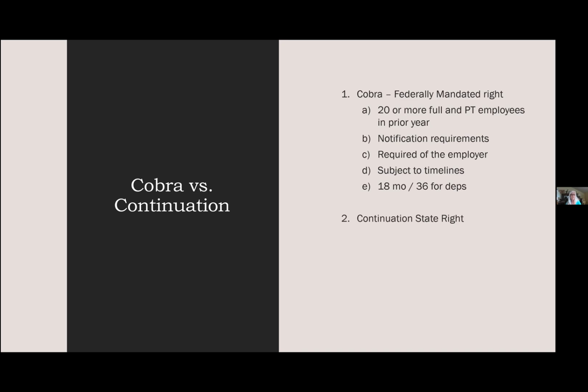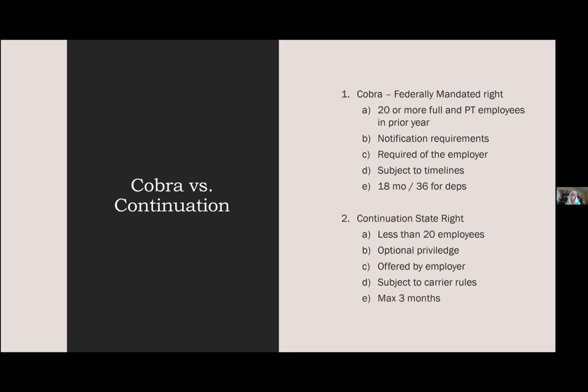Continuation is a state right. So continuation, when you have less than 20 employees, that's when continuation comes into play. Then continuation is an optional privilege. It's offered by the employer and it's subject to carrier rules. Most all carriers are going to tell you that it's going to be limited to 3 months. And so if somebody leaves, you can say you can continue on our plan if you want to pay the premiums, and you've got 3 months to find another plan. Some employers aren't going to offer it, but you don't have to.